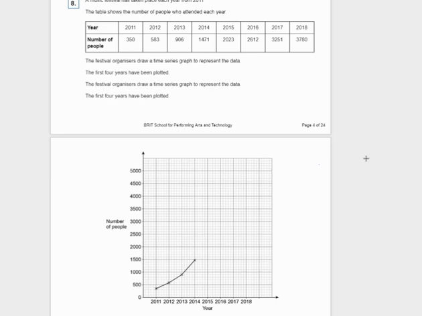A music festival has taken place each year from 2011, and we've got the table that shows the number of people who attended each year. The festival organizers draw a time series graph to represent the data. The first 4 years have been plotted.